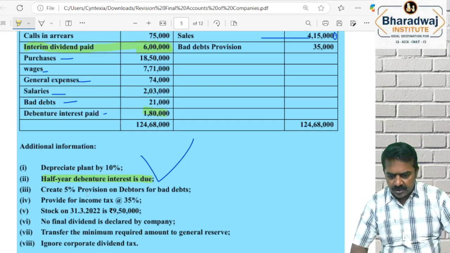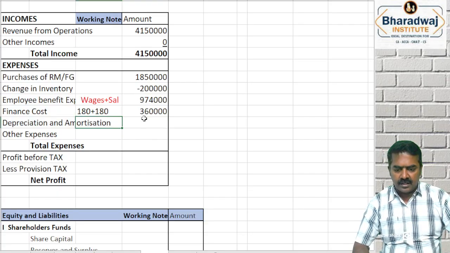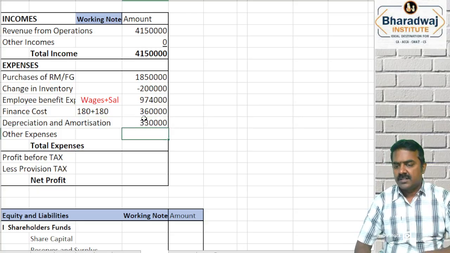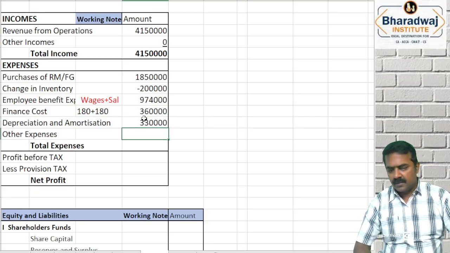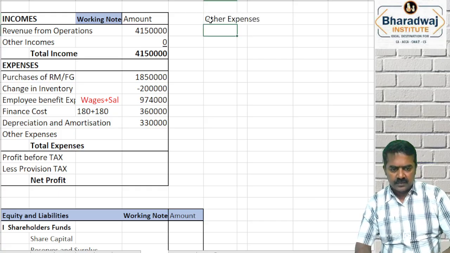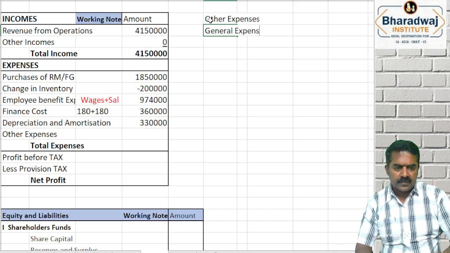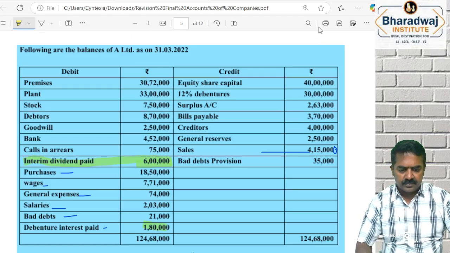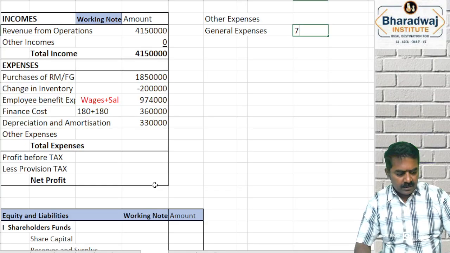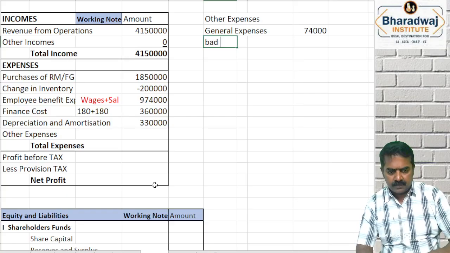Depreciation on plant and machinery, how much percentage? 10%. 33 lakhs into 10% is 3,30,000. Other expense working we can do. What will come in other expenses? General expenses, how much is given? 74,000. Then bad debts will come: 21,000.